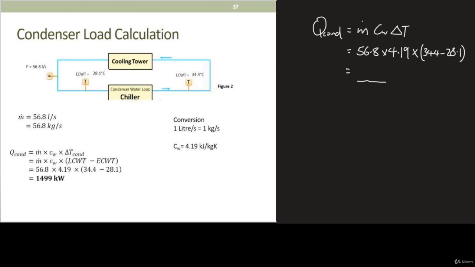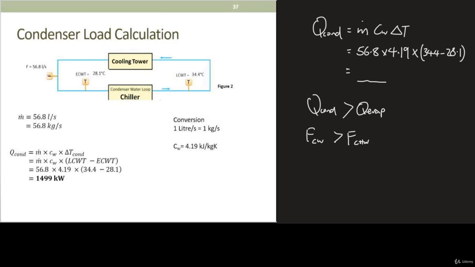And you realize that the condenser load is usually higher. It must be higher than your evaporator load. It cannot be lower than the evaporator load. And you may have noticed also the flow rate. The flow rate at the condenser water side is always higher compared to the evaporator side, compared to the chilled water side. Because you need to remove more heat at the condenser compared to the amount of heat you absorb at the evaporator.